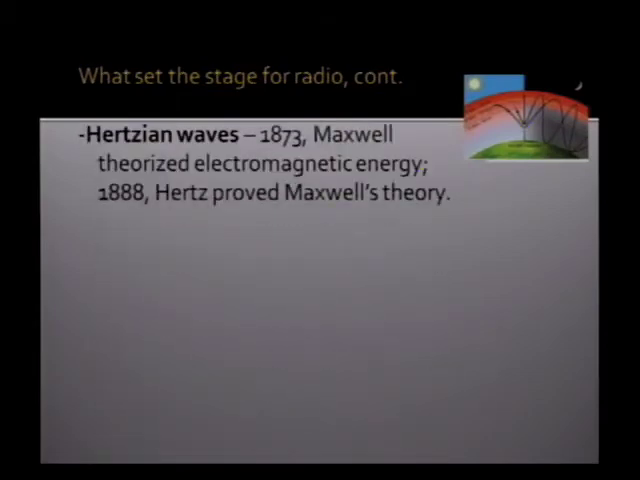Okay, what else set the stage for radio? Well, some groundbreaking work by some scientists in the late 1800s. Maxwell in 1873 theorized that electromagnetic energy existed. He proved the math, and then Hertz came along in 1888 and proved Maxwell's theory with an actual experiment.